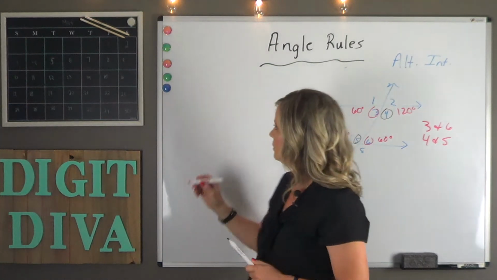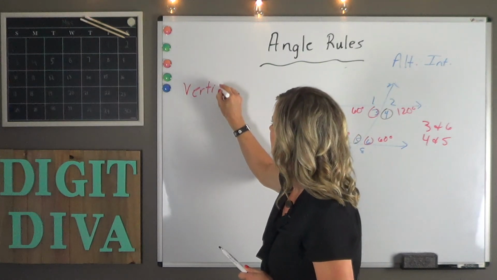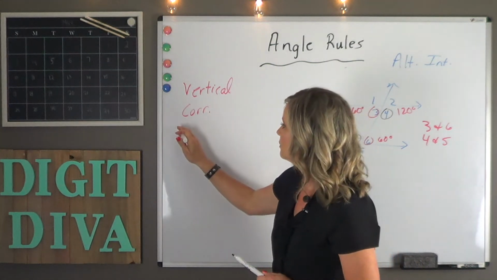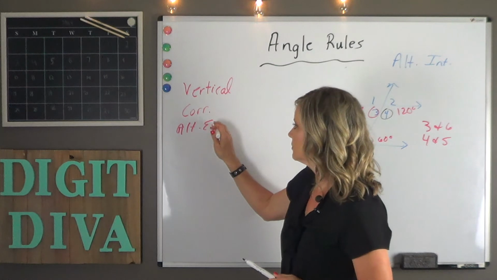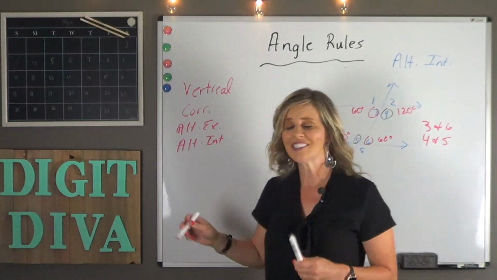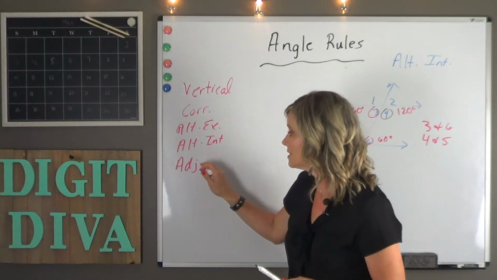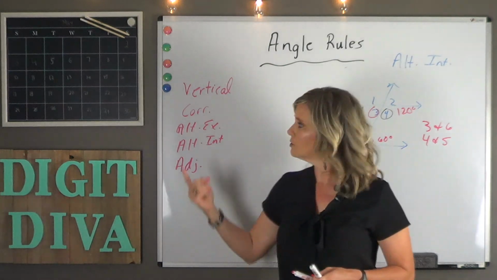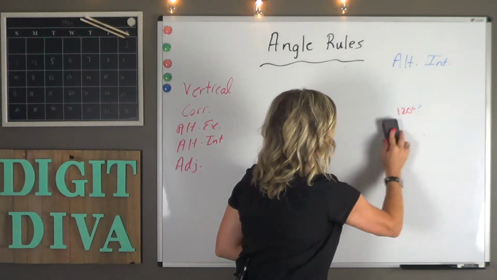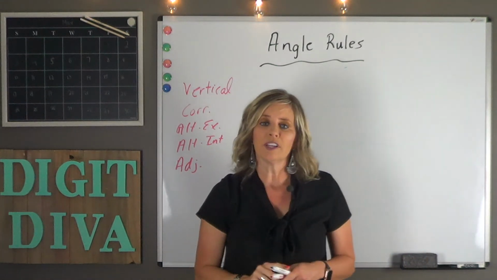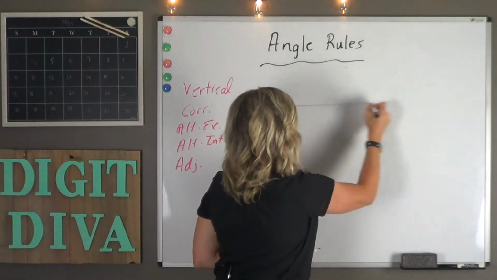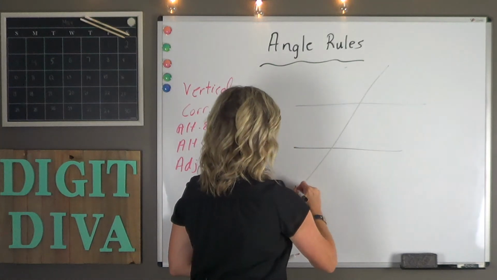So far, we've talked about vertical angles. We've talked about corresponding. I'm abbreviating a little bit. We've talked about alternate exterior. We've talked about alternate interior. I've mentioned adjacent, which means they're beside of one another. So these are our main angle rules. What I'm going to do now is I'm going to show you that if you're given at least one angle measure, you can determine the other 7. Okay? So let's practice one last time.